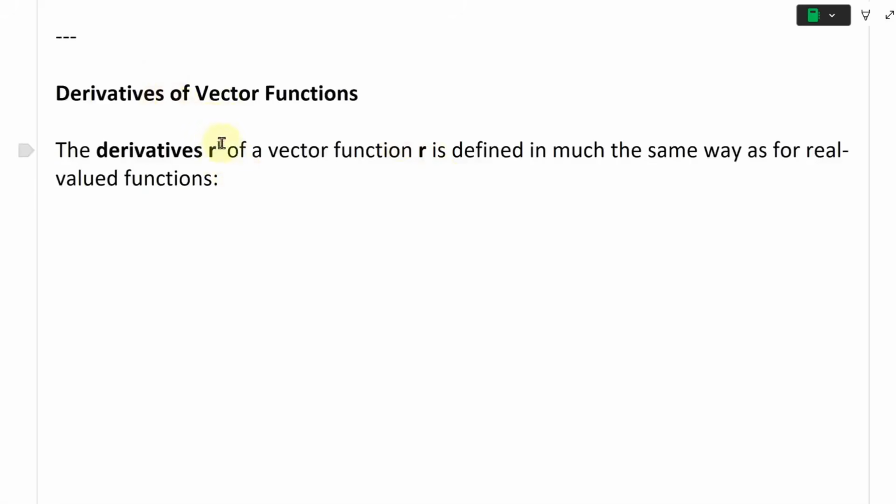So the derivative, r prime, of a vector function r, again bold for vector, is defined in much the same way as for real valued functions. Here's the definition. d over dt of the vector r, R with a vector on top, equals, you could write it as, r prime of t. This equals the limit.